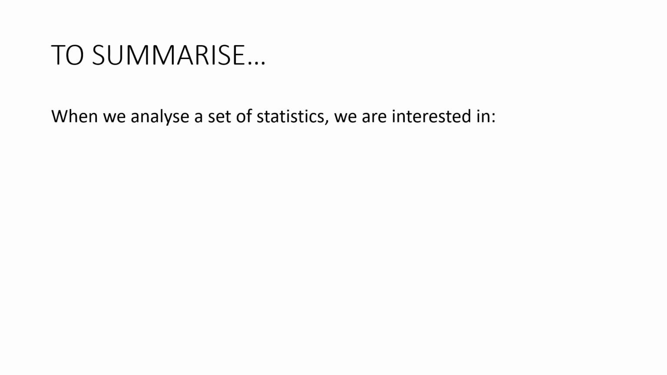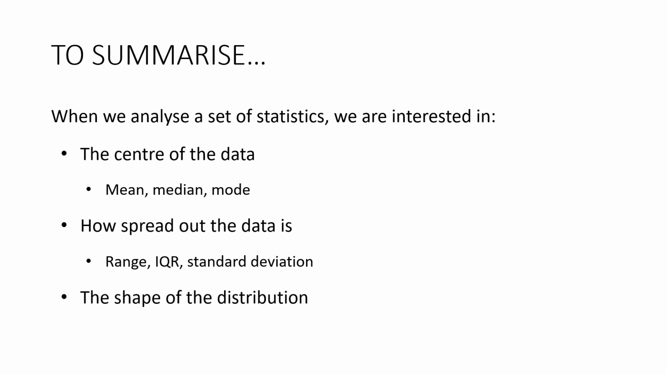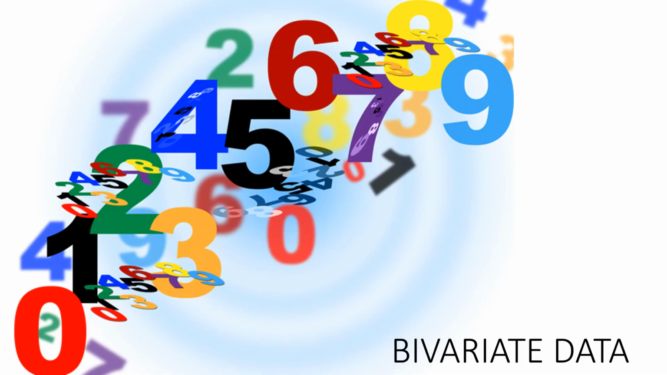Okay, to summarize, when we analyze a set of statistics, we are interested in the center of the data: mean, median, mode; how spread out the data is: range, interquartile range, standard deviation; and the shape of the distribution: symmetrical, positively or negatively skewed, or bimodal. All right, our last lesson for the topic of statistics is bivariate data.